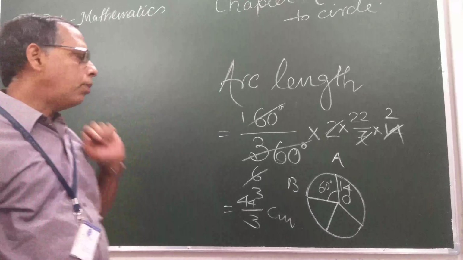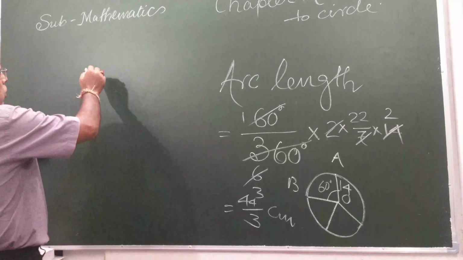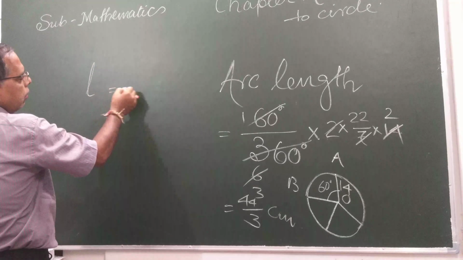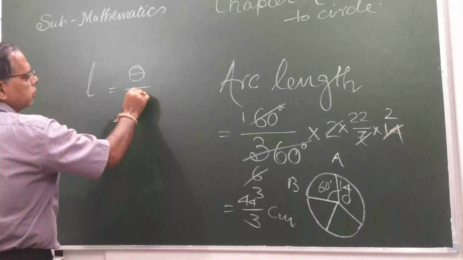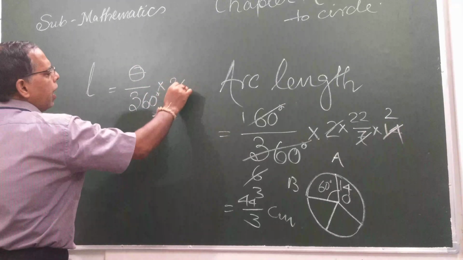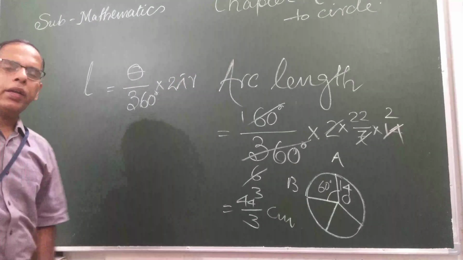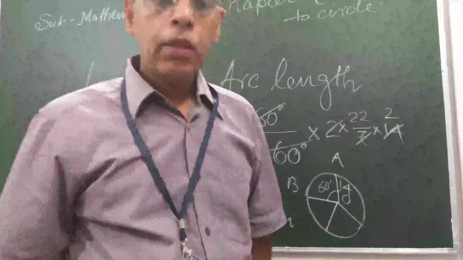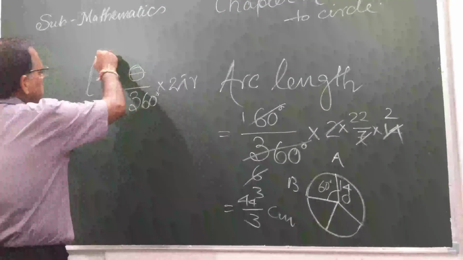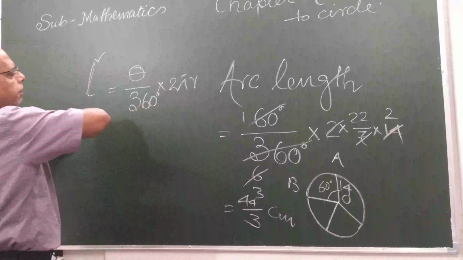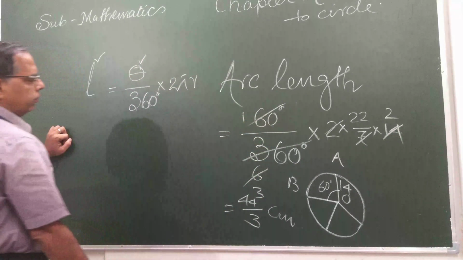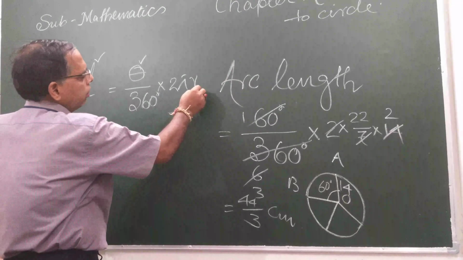Now here how many unknowns? One is the arc length. Arc length is denoted by L. L equals theta by 360 degree into 2 pi r. Now can you identify how many unknowns are here? Here total 3 unknowns. First is L, then the angle, and then the radius.